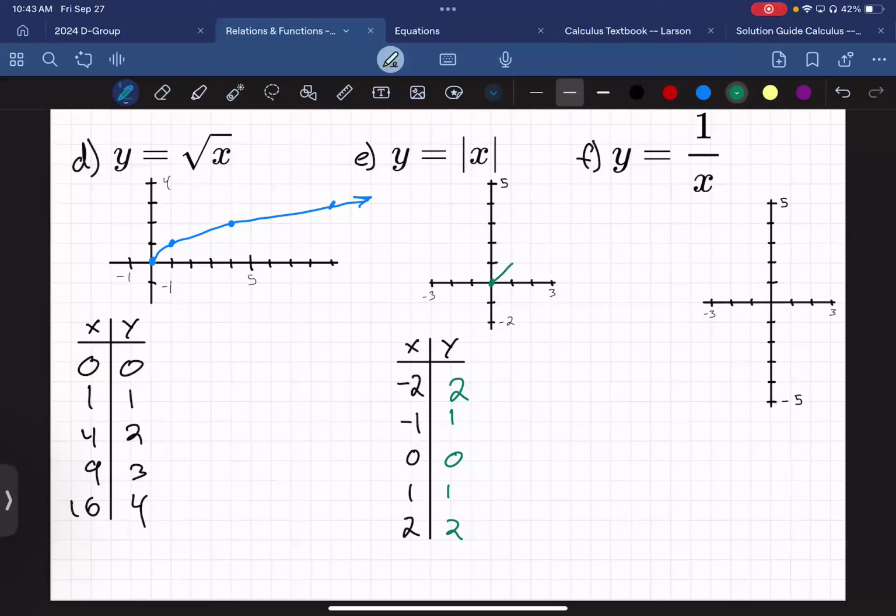With that said, our graph should look something like this. So what shape should we expect with our basic absolute values? A V shape, right? We all good with that?